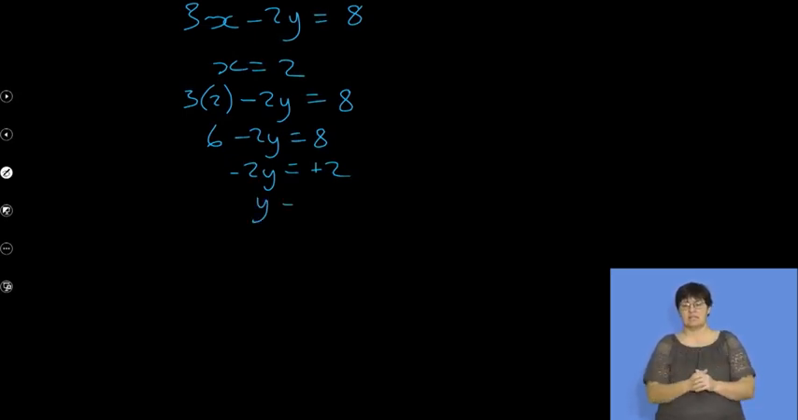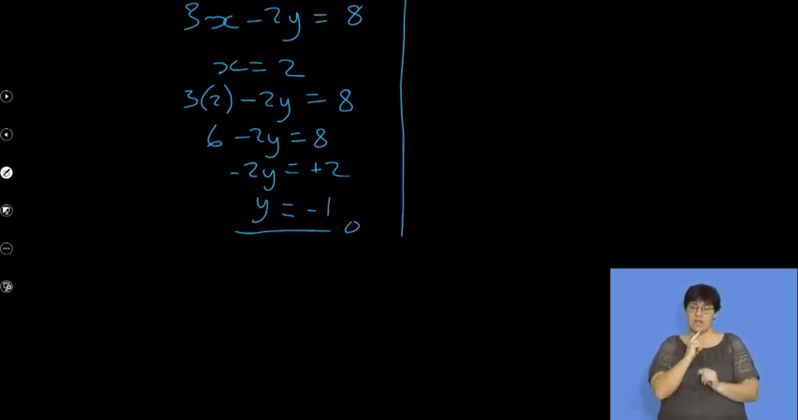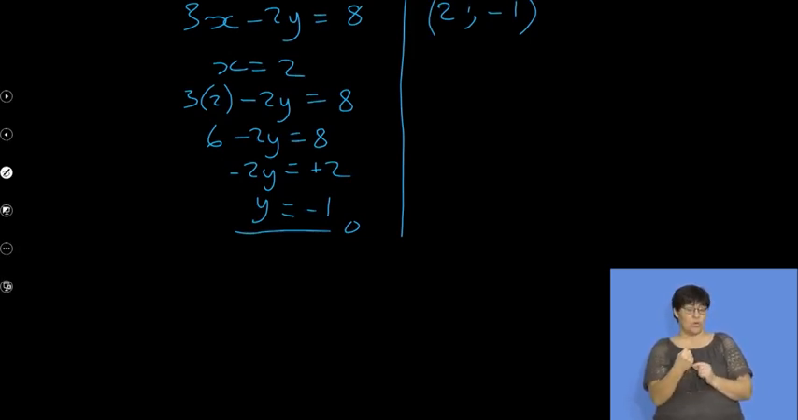Then my y will be equal to negative 1, right? So it means my ordered pair for now will be the 2 and the minus 1 there. Remember what we did when we were drawing the two graphs. That's where these points were intersecting.